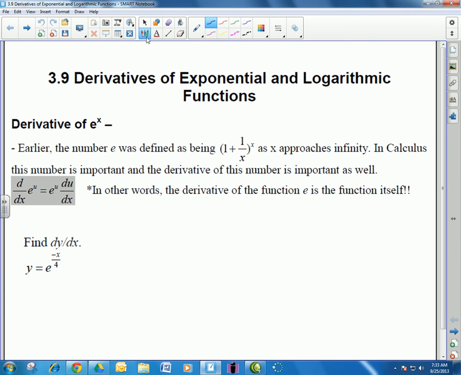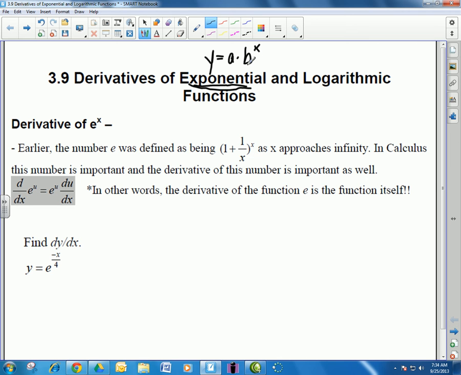Okay, now we're going to talk about derivatives of exponential and logarithmic functions. So first of all, an exponential function. If you remember what an exponential function looks like, it is y equals a times b to the x. Okay, so these are exponential functions.